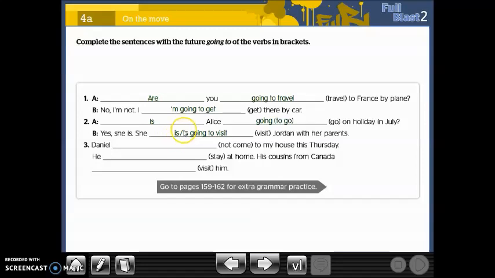Look, here is or apostrophe s is the full form and apostrophe s is the short form of the verb is. Daniel is not or isn't going to come. The long form and this is the short form. He is going to stay home. His cousins from Canada are going to visit him. Do this exercise in your student's book.